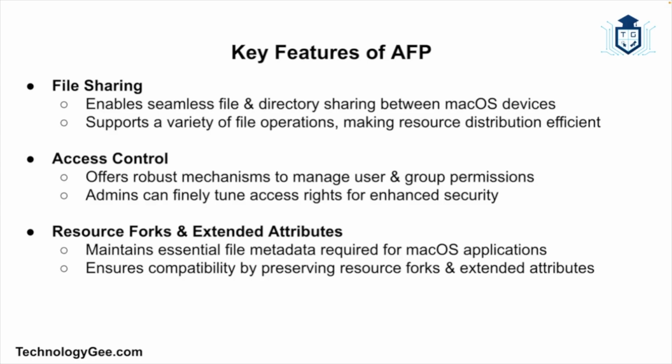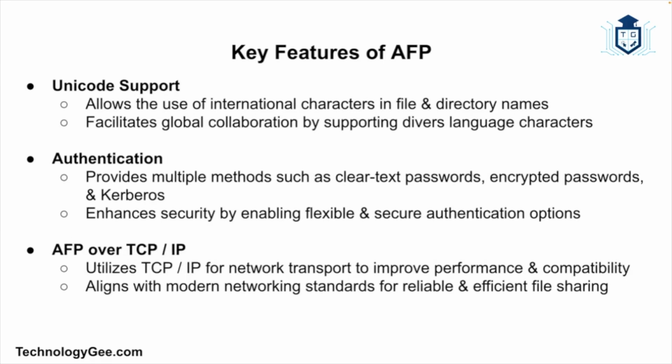There's access control. AFP supports robust access control mechanisms, which allow admins to set up permissions on files and directories to control access. You have resource forks and extended attributes, which are essential for maintaining file metadata and compatibility with macOS applications. There's Unicode support, which enables the use of international characters in file and directory names. There's authentication. AFP provides multiple authentication methods, including clear text passwords, encrypted passwords, and Kerberos, ensuring secure access to shared resources. And then you have AFP over TCP/IP.